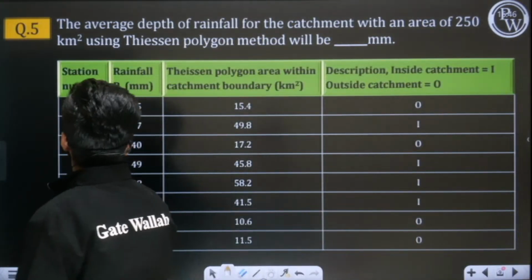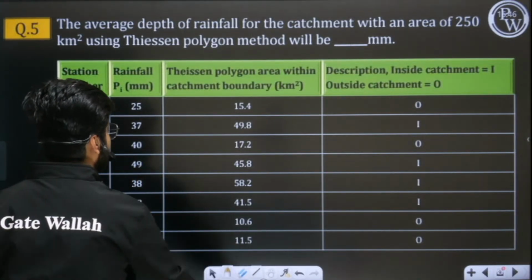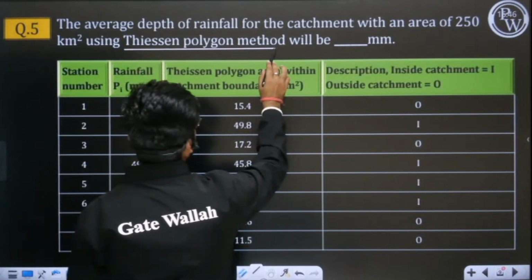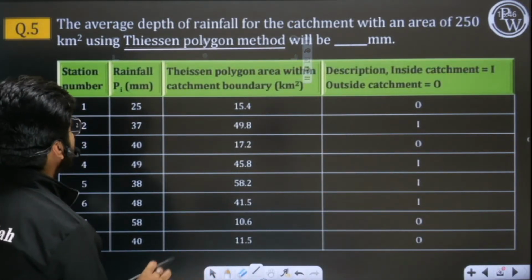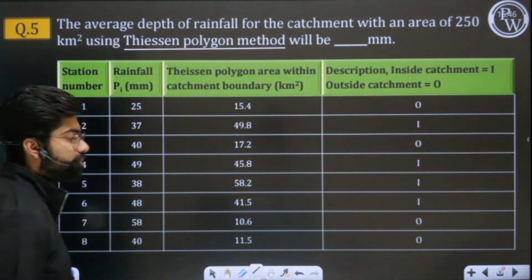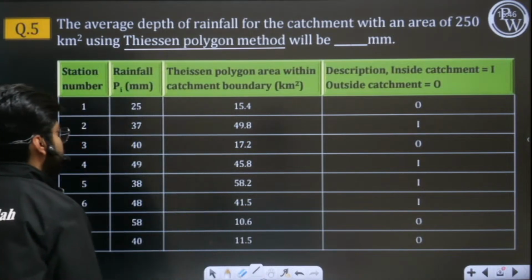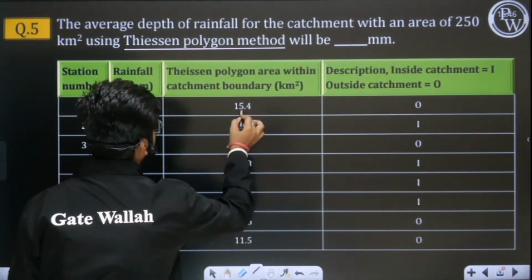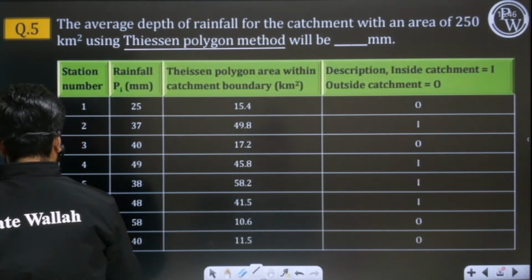Now we have question number 5, which is based on your Thyssen polygon method. Simply you have to find the average depth of rainfall. Simply apply the formula, get the answer. See, area is given to you, precipitation is given to you. So how will you find the average depth?